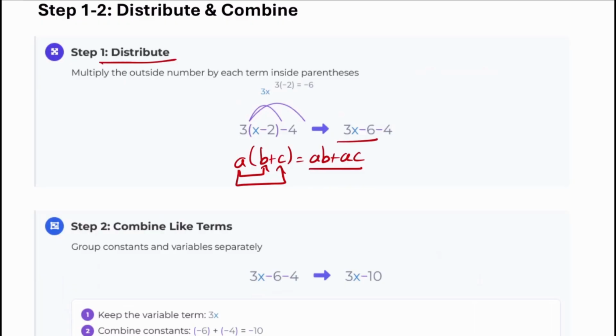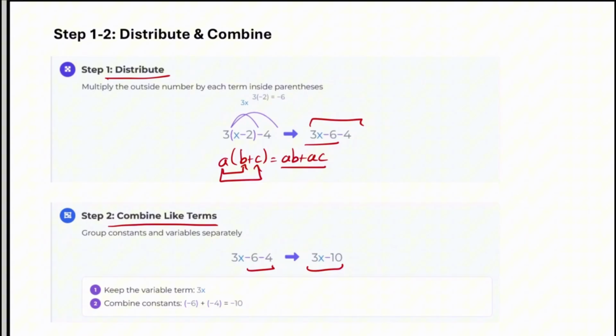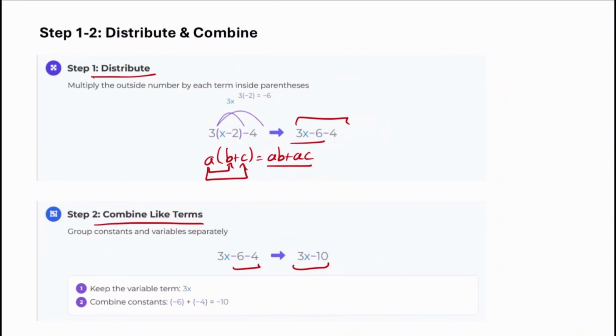If you remember from another step about combining like terms, as you can see over here, I have 2 numbers and 1 variable. How can I simplify it? Easy, by putting these numbers together and combining them. So I have 3x minus 10. That was a very, very basic expression that we have.